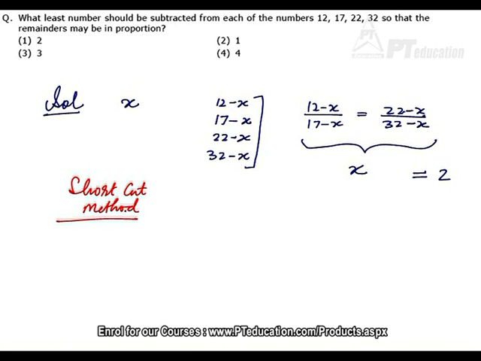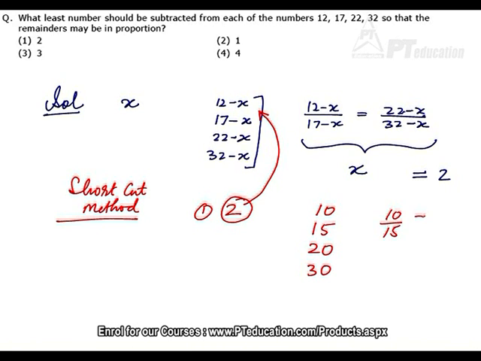Start from the options. Look at option number 1. What is option number 1? 2. If option 1 is correct, then 2 is the answer. So that means just substitute this value of 2 everywhere for x here. 12 minus 2, 10; 17 minus 2, 15; 22 minus 2, 20; 32 minus 2, 30. So that means 10, 15, 20 and 30 should be in proportion.